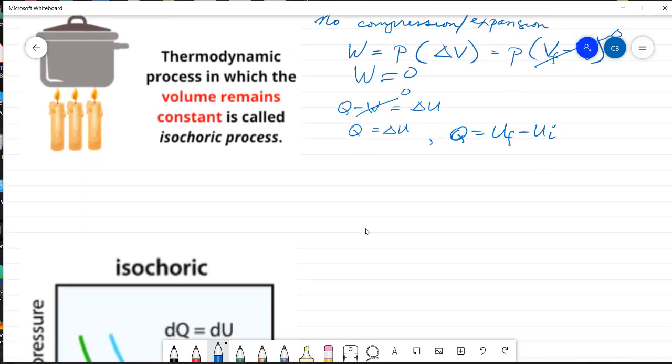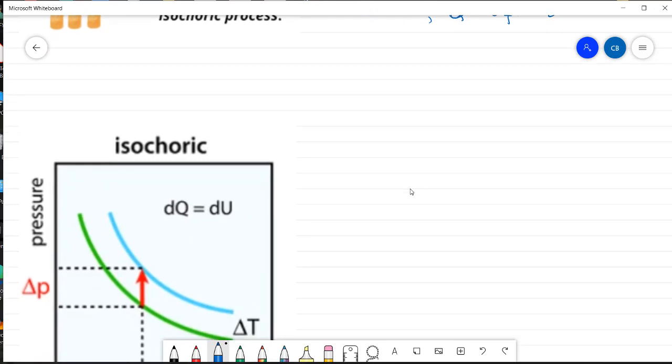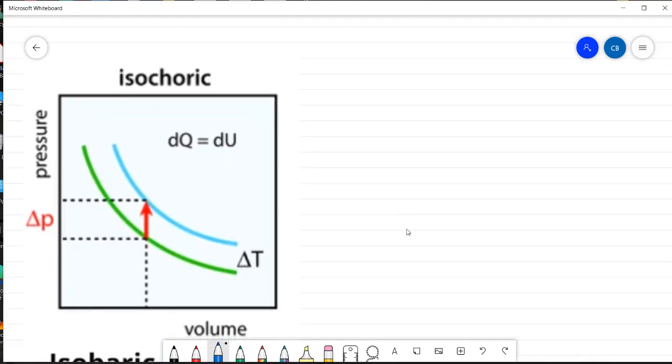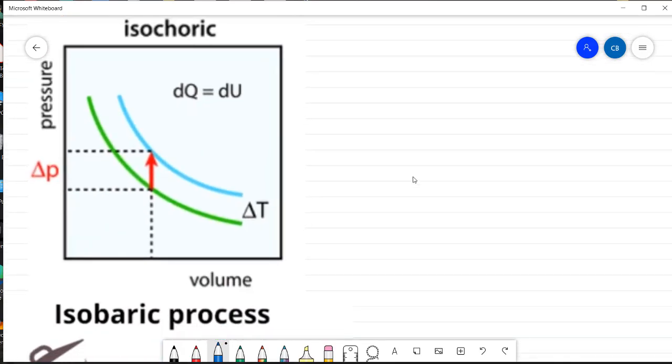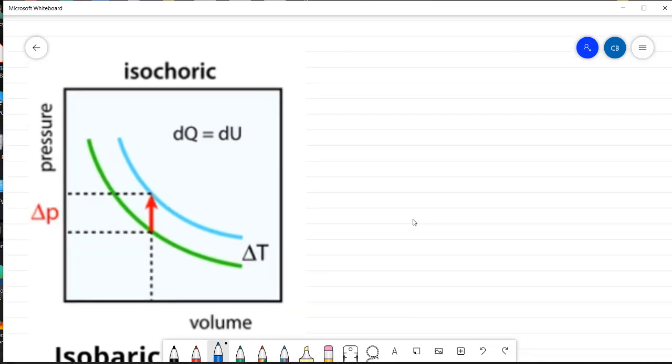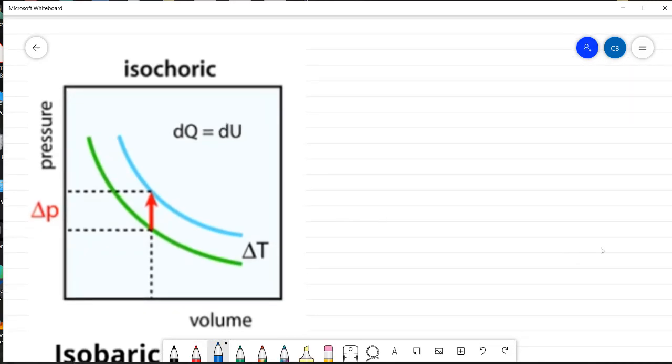We can also illustrate our isochoric process using the PV diagram. In our isochoric PV diagram, we have here the red arrow. This one represents the isochoric process, wherein the initial state, the tail of this arrow, and the final state of the thermodynamic process have constant volume.